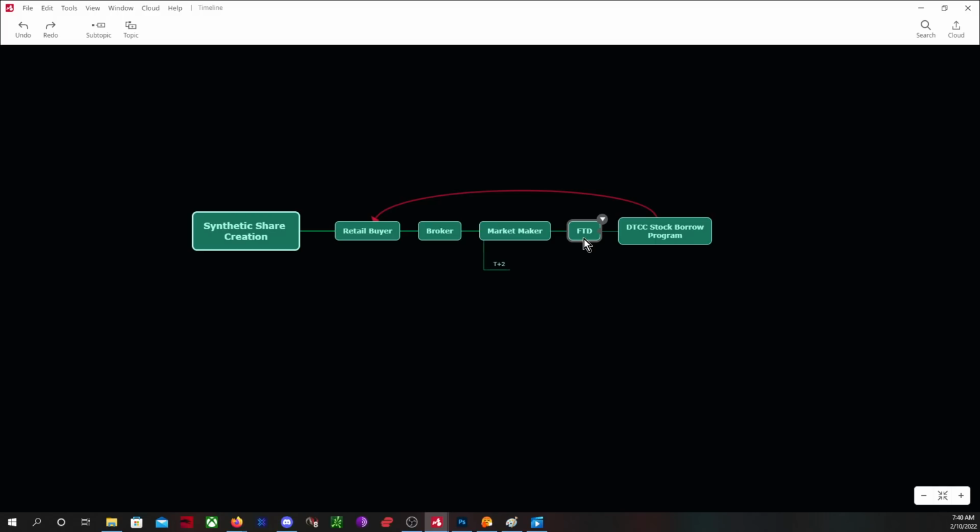The market maker then can go to the DTC stock borrow program to borrow a share to give to the retail buyer, right? So that's how a synthetic is created, because in the DTC stock borrow program, they're essentially dipping into stocks that other people own, because all the stocks are held in the DTC vault. And so they dip in there, they take one of those, they give it over to the retail buyer. But now you have two owners of that share, right? You have the original owner that's over in, say, I don't know, Fidelity, and they have no idea that this has happened to one of their shares. And so you have two owners.